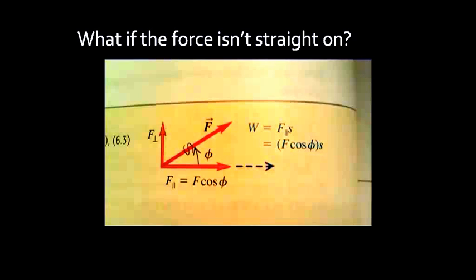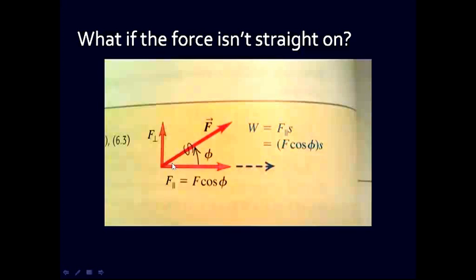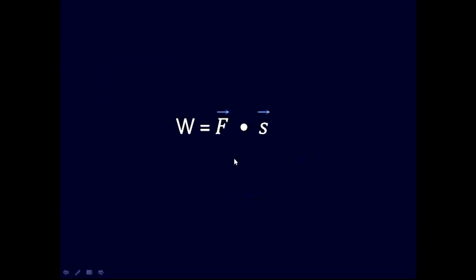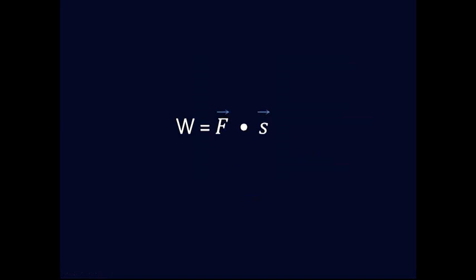So the force times the cosine of the angle at which this force is to the displacement direction, F cosine theta, is going to give you the amount of force going in this direction, and then if you multiply it times the displacement S, then you're going to get the amount of work done in that particular direction. So work equals the dot product, as it were, of the force times the displacement.